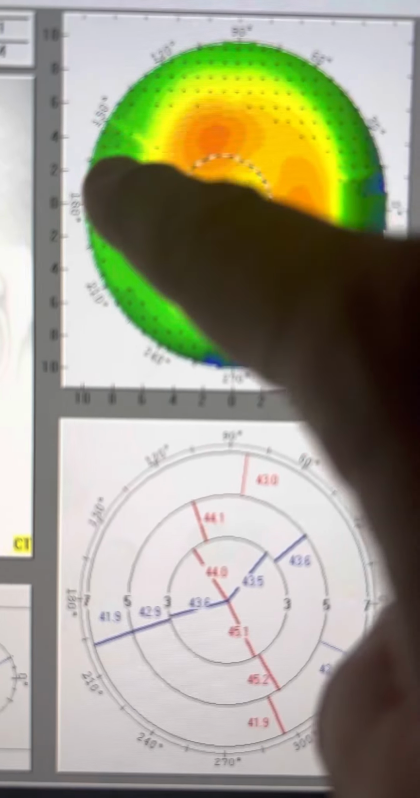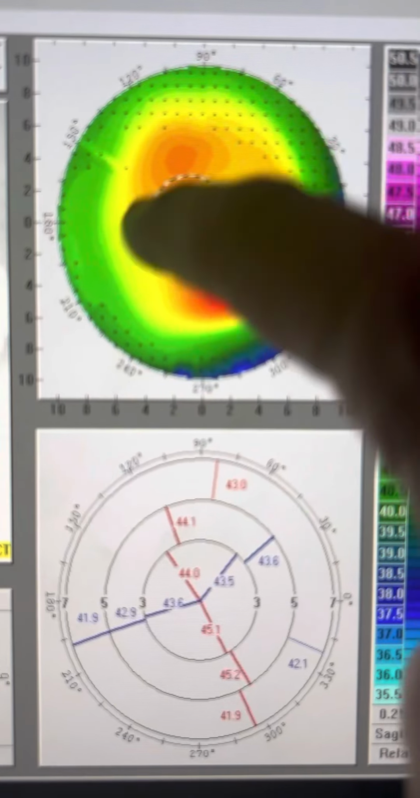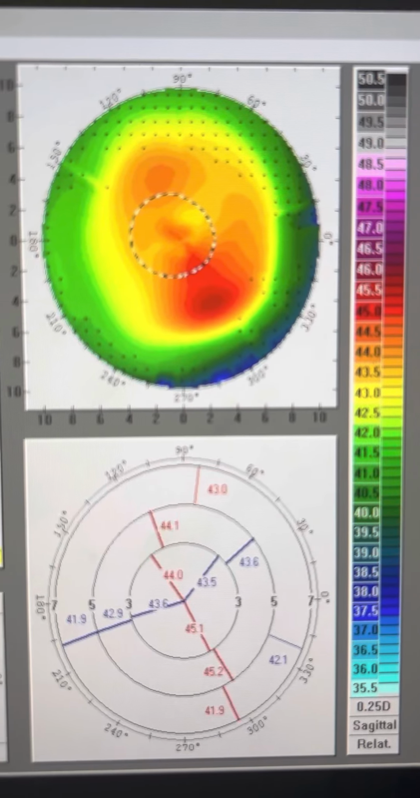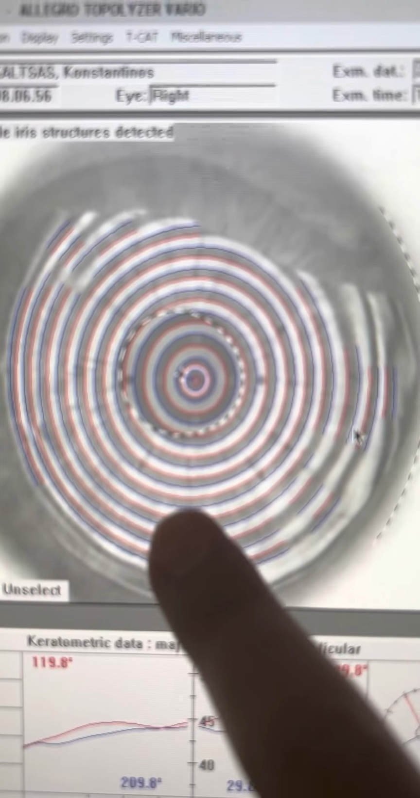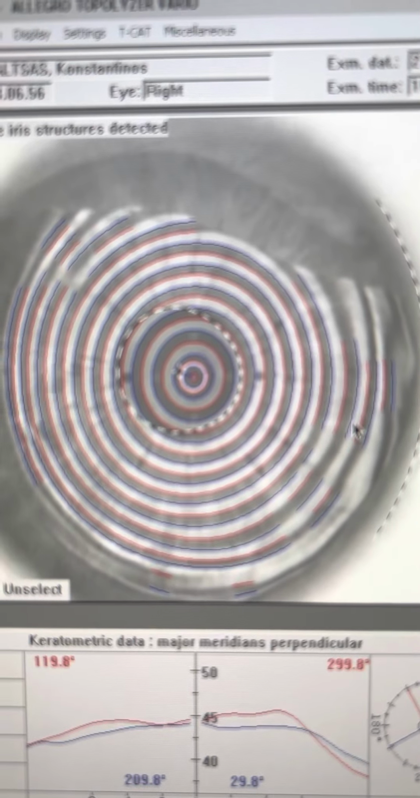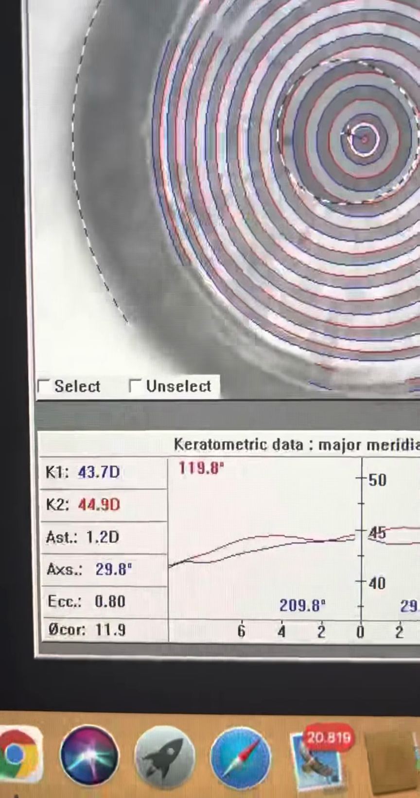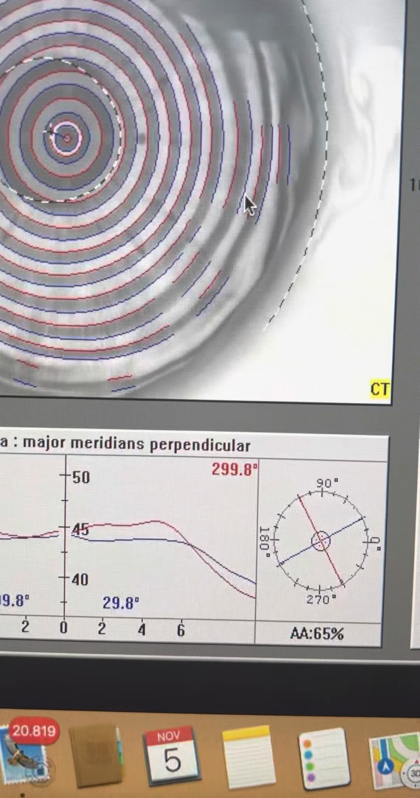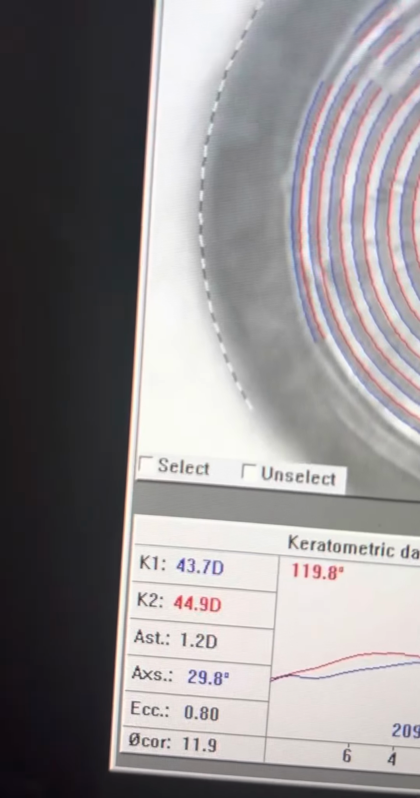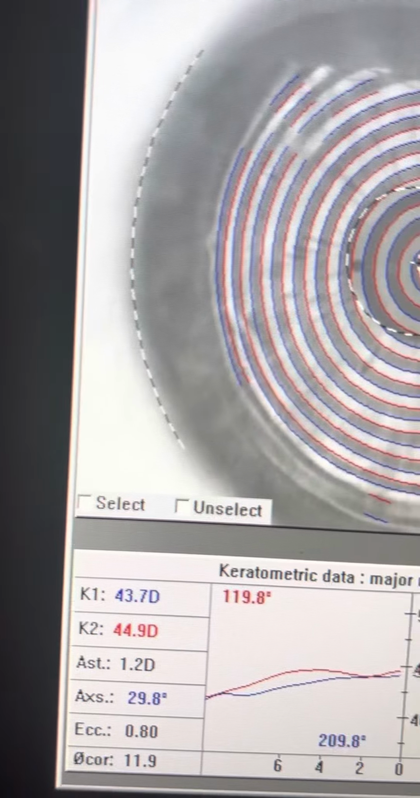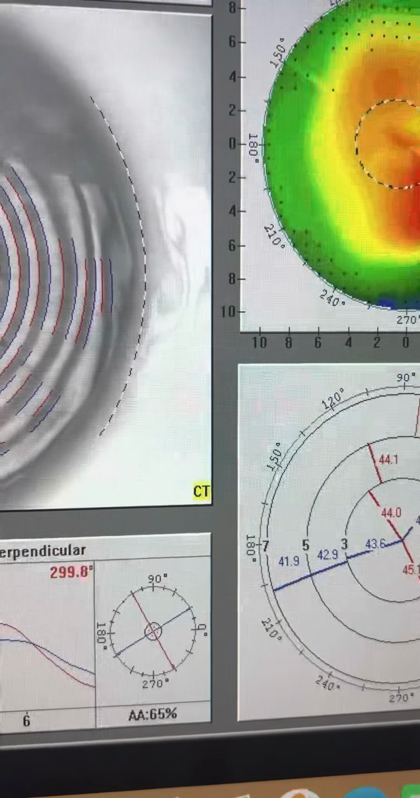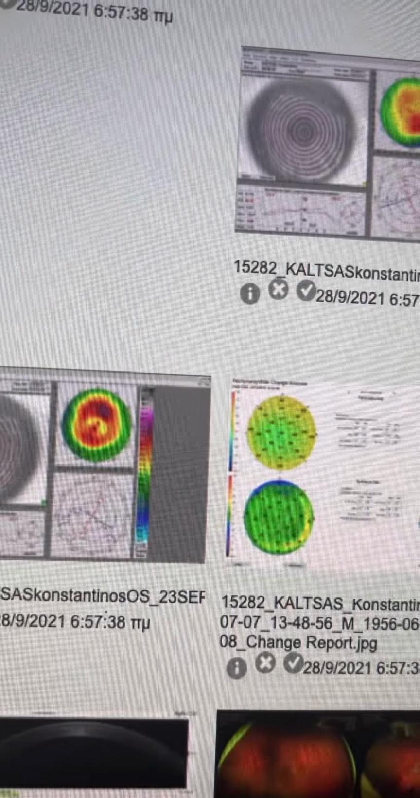We can see that the cornea has been steepened centrally by laser. Also very signature is the angle kappa that hyperopic patients have. It's shown on our topographer as the XY deviation of this image. And IOL calculation.